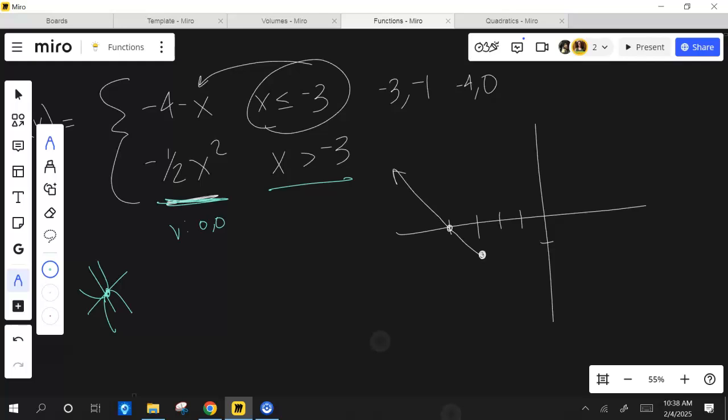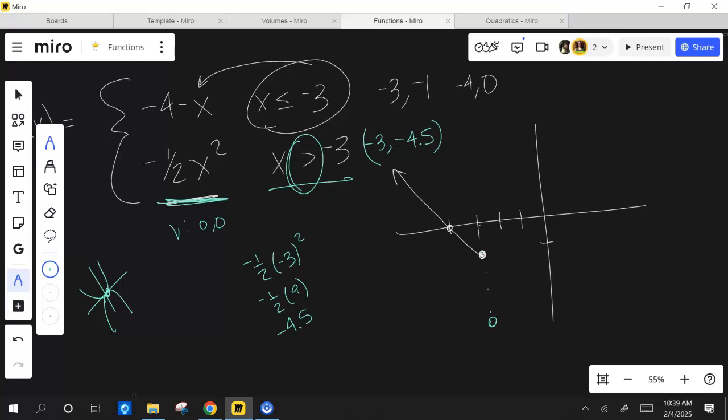When I plug that in, I get negative 1/2 times negative 3 squared, which is negative 4.5. That point then is negative 3, negative 4.5, right? Is it open or closed? Okay. 1, 2, 3, 1, 2, 3, 4, and down a little bit more, 4.5. There's no line under it, so it's open.